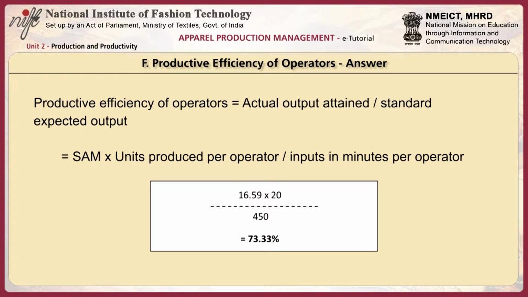Let's come to the next question. Productive efficiency of operators. The formula here is direct: actual output attained divided by standard expected output. If we explain it even further, actual output attained would be SAM into units produced per operator. Standard expected output would be input in minutes per operator. So the way to calculate here is 16.59 into 20 divided by 450 minutes per operator. The answer would come as 0.73. When we convert it into a percentage, it is 73.33%, the efficiency.